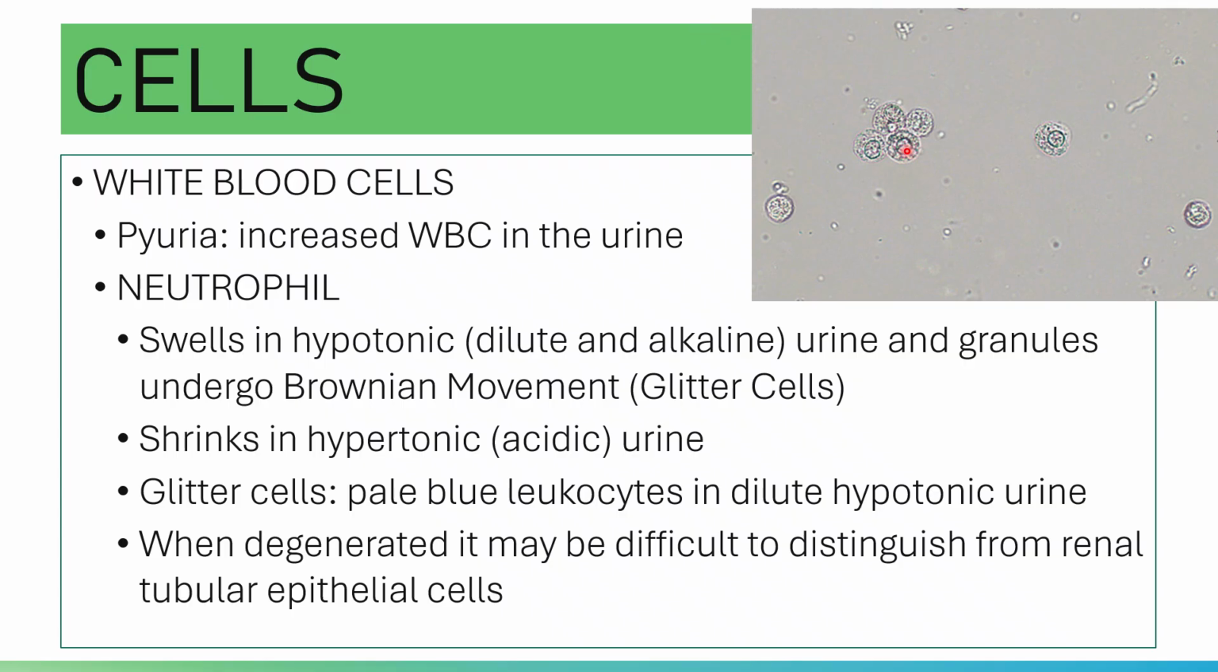And of course, these are examples of WBCs in the urine. Your white blood cells, your pus cells, are larger than red cells. Notice that the granules are prominent, and they have nuclei, of course.